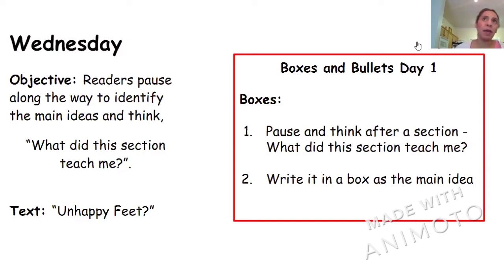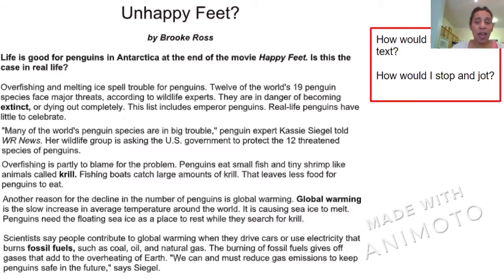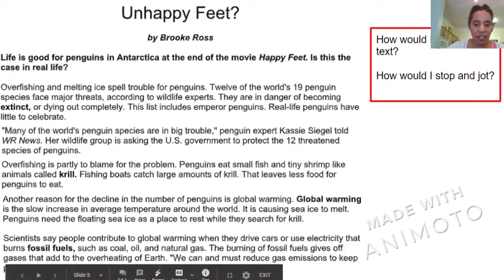And when I say chunk, let me back up a little bit, I mean I'm taking a section of a text, reading a little bit, stopping and asking myself, what did this section teach me? Then I'm going to write it in the box as the main idea. As you can see, this is a pretty big text, but that's why we want to apply the chunking strategy of reading a little bit at a time and then figuring out what the section taught me.